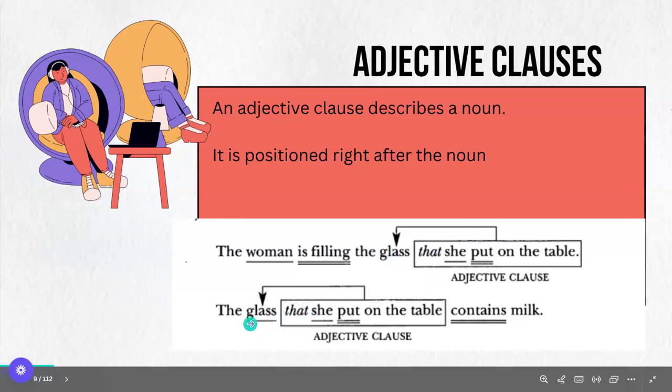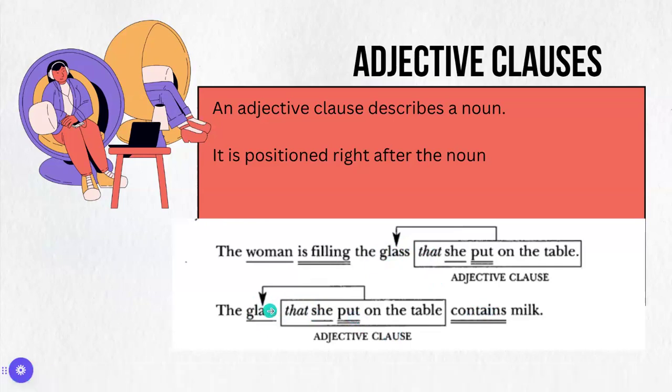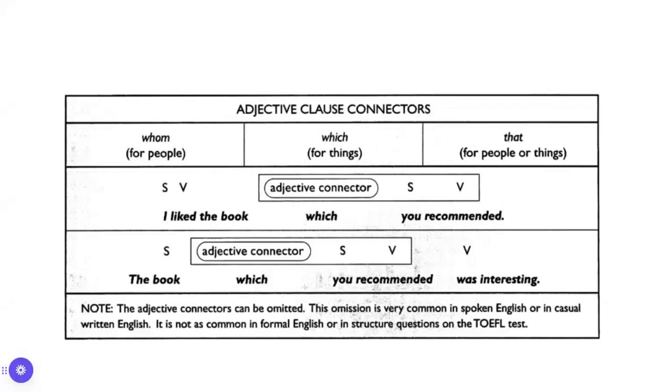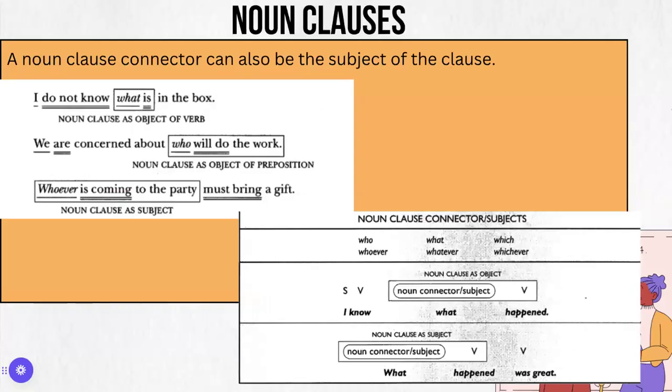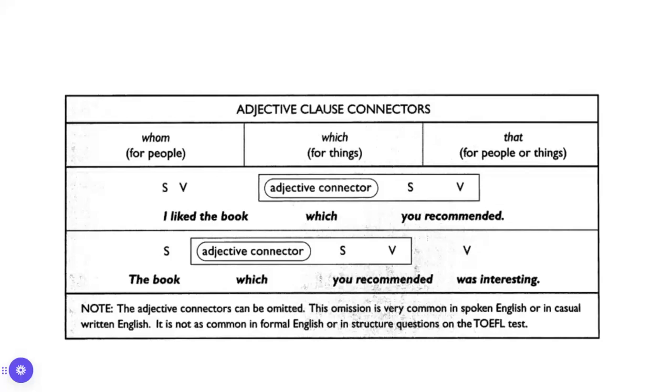Number 2, the glass that she put on the table contains milk. Again, this clause is describing the glass. These are called adjective clauses. Now, adjective clauses will also use connectors like we saw in noun clauses. What are these connectors? Whom for people, which for things, and that for both, for people or things.